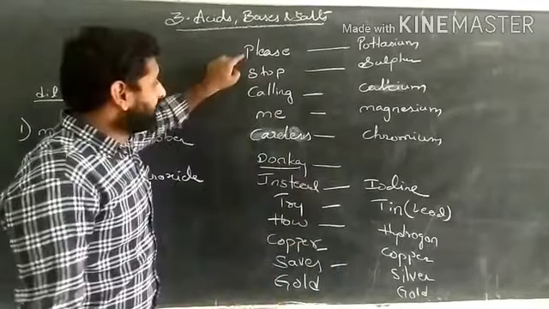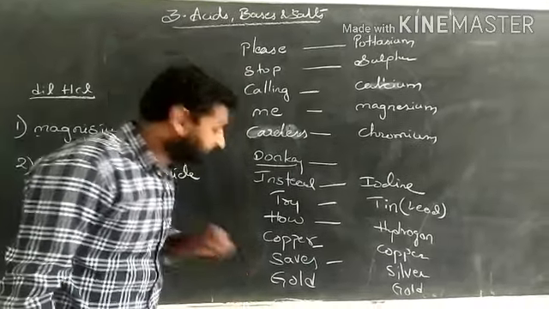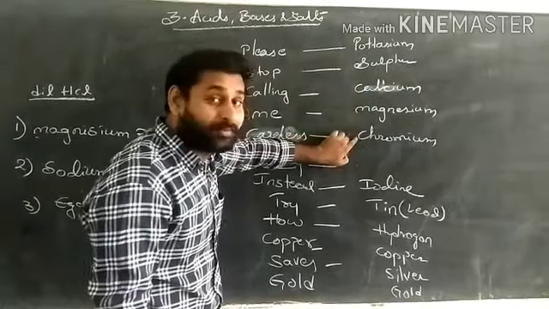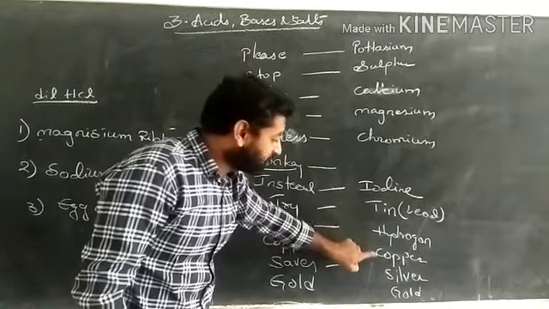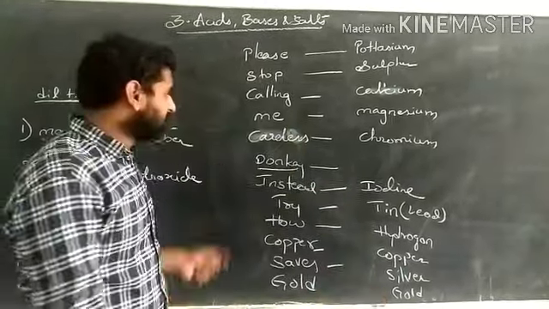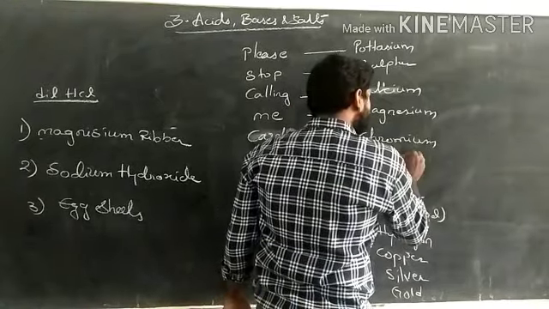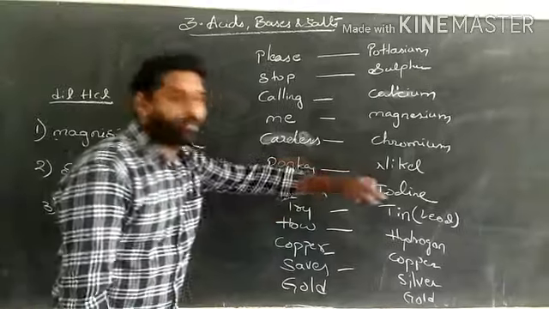Simple. Please stop calling me careless donkey. Instead, try how copper saves gold. For that: potassium, sodium, calcium, magnesium, aluminium, zinc, iron, tin, hydrogen, copper, silver, and gold. But here, for this donkey, I am taking nickel instead of that one, to help you understand. That's why I left only one topic.